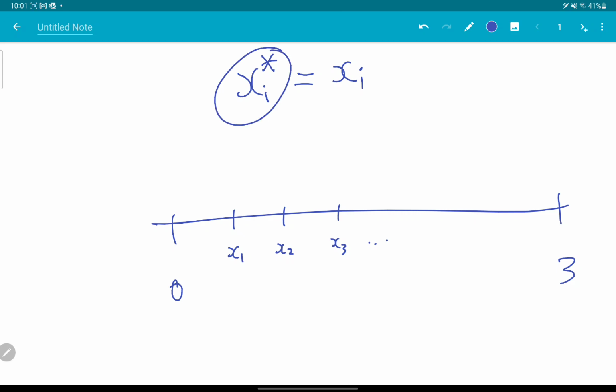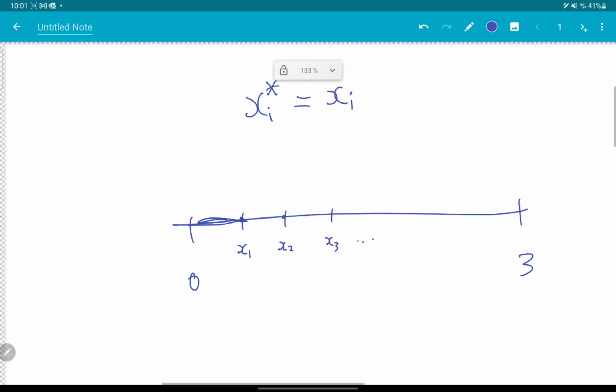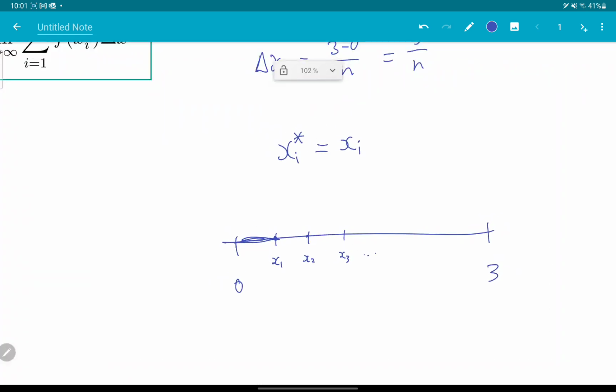So for this first subinterval, we can choose any sample point, since our integrand is continuous. But we're going to keep it simple and not just use a random sample point here. We'll choose this endpoint to serve as our sample point for this subinterval. And likewise for our second subinterval, we'll choose the right endpoint again. So we're going to do right endpoints here. That's what I'm saying with this equation here.